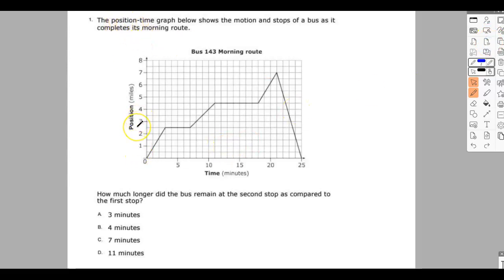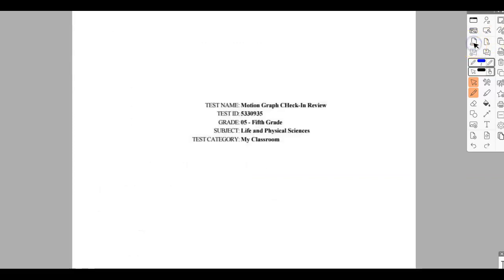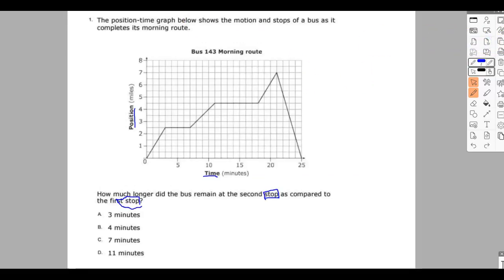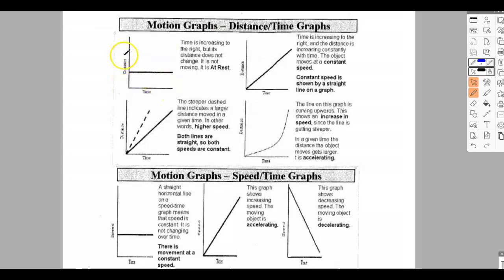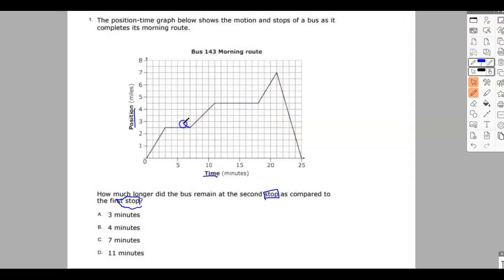So we'll go to question number one. This is a position time graph. So I'm doing the first thing I'm supposed to do, position time graph. And what we have to find out is how much longer did the bus remain at the second stop as compared to the first stop. So I am looking for a place where this bus stopped. If I reference back to my motion graph on distance time, position time graphs, this horizontal line means at rest. So I go back and I'm thinking, okay, here is one stop.